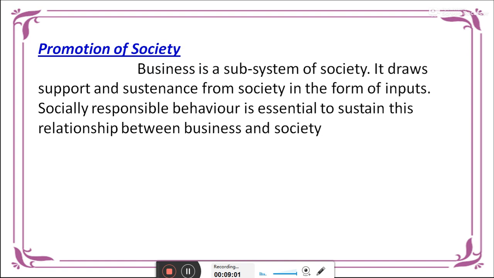Next, protection of society. The society will be protected as a subsystem of society. It will draw and receive submissions from the society in the form of input. The society is responsible for behaviors, which is essentially suitable for this relationship between a business and society.